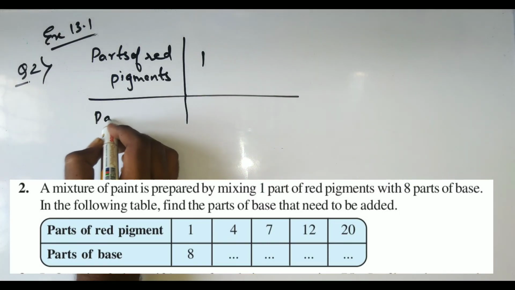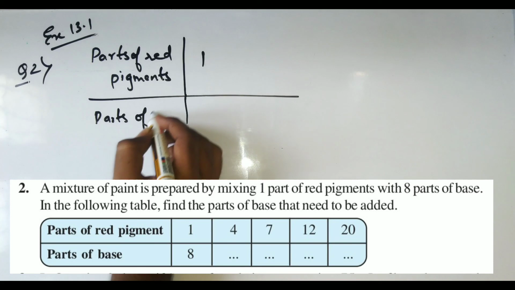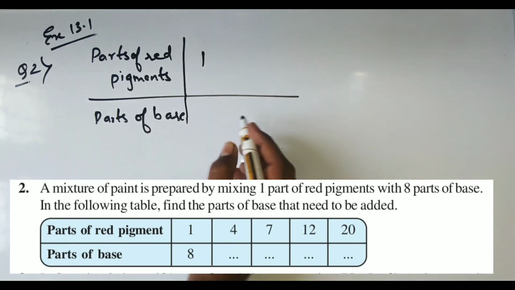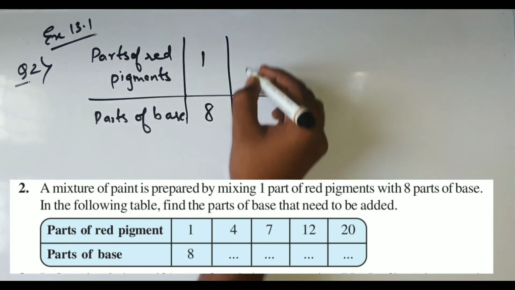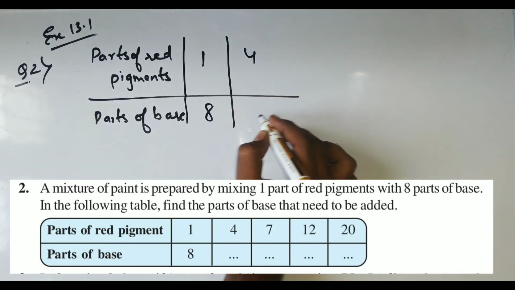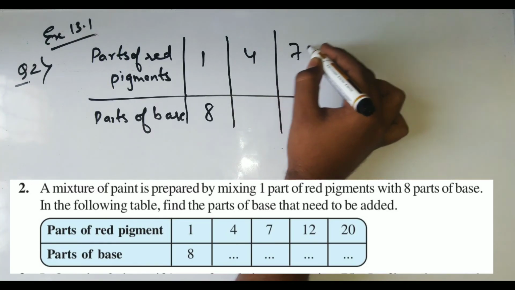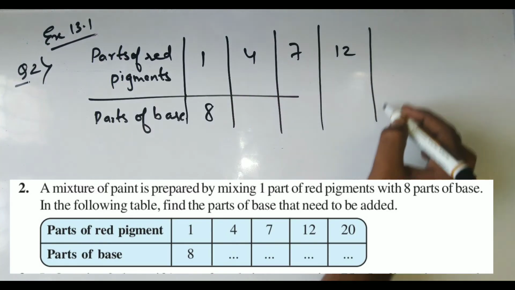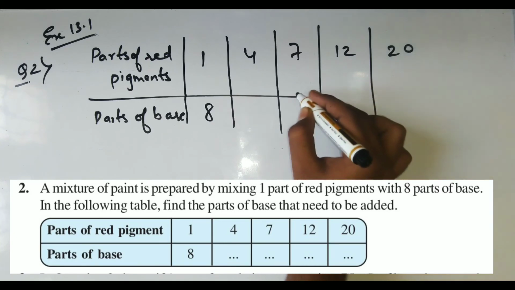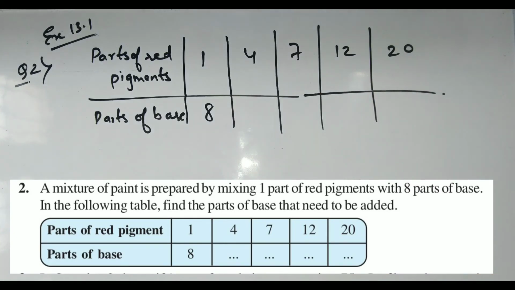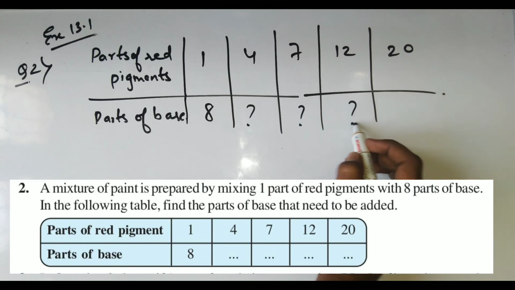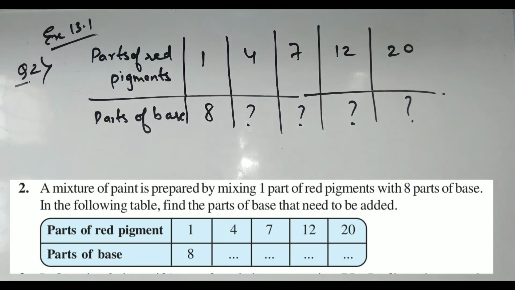So parts of base: 8, 4 by, 7, 12 and 20. So we need to fill up this table. This is the question given over here. So let us concentrate on this. So it is in what? Direct proportion. Why is it in direct proportion?